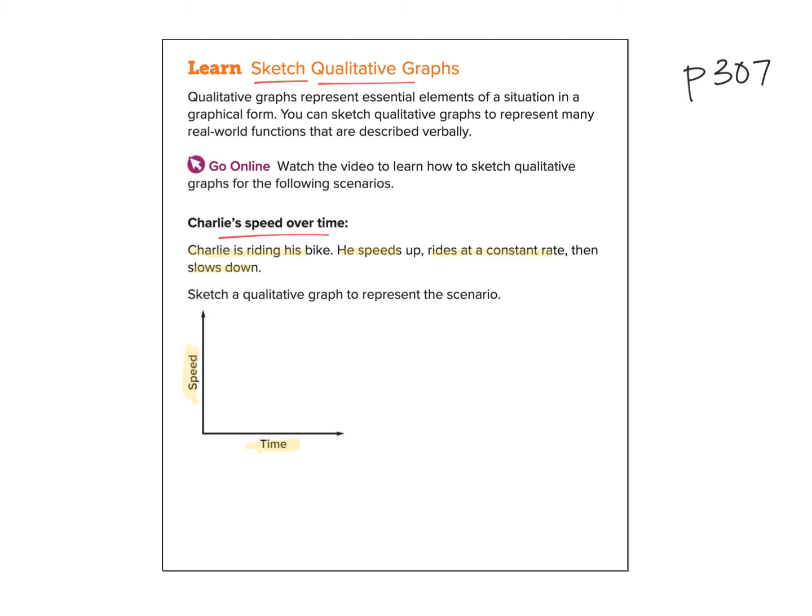So if he starts riding his bike and he speeds up, that means he goes kind of fast, and then he rides at a constant rate. That means his speed is not changing. And then his speed slows down at a constant rate, we'll just assume, so it starts going down. That would be a good sketch of the graph.